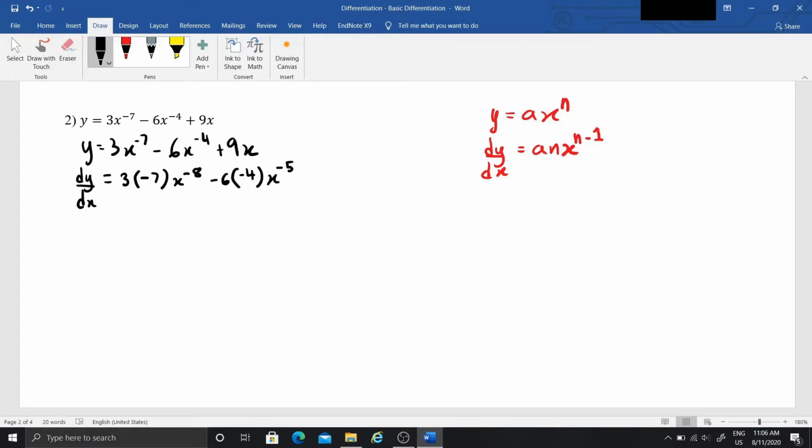And then you have 9x. The value of a is 9 and the value of n is 1. You will have plus 9x to the power of 0. And according to the index law, x to the power of 0 gives you 1.